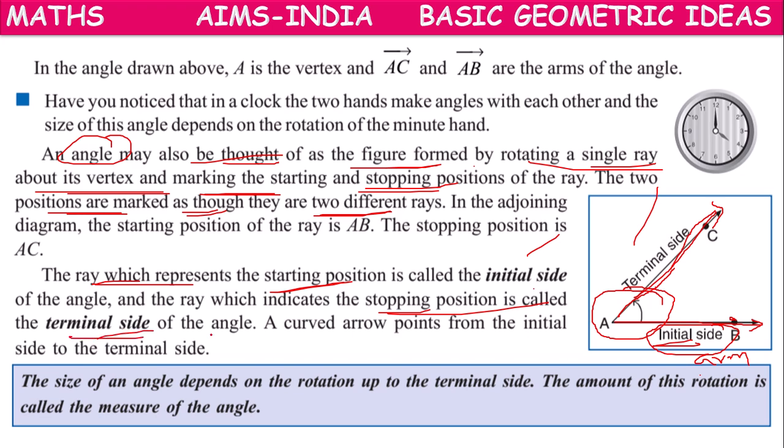Terminal side of the angle. A curved arrow represents direction from initial side to terminal side. This is known as angle.